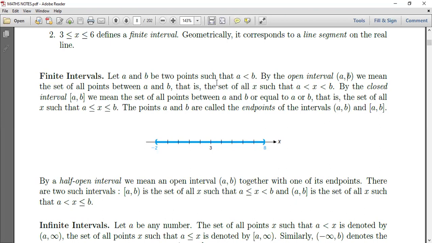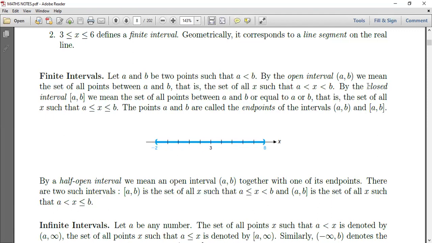When you write that mathematically using inequalities, we write A less than X less than B. Can you see that in this interval, A and B are not elements of this interval? So it's called an open interval, and we write that using round brackets.